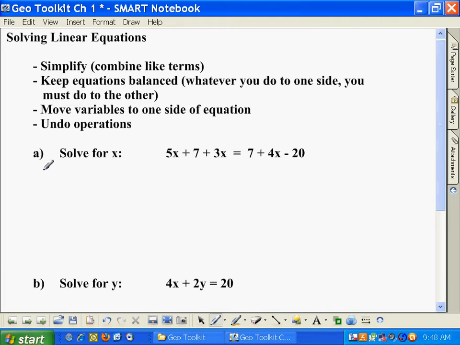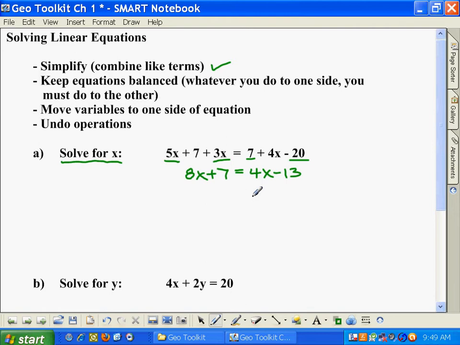So let's go ahead and take a look here at this first example, and it says solve for x. So we are going to try to get all the x's on one side and the numbers on the other. And the first thing you might notice as you look at this is that on the left side of the equation we have 5x and we also have a 3x. So what we're going to do is this first thing up here called simplify. So we're going to combine like terms. So what is 5x plus 3x? Well, it's 8x. So we can simplify the left side of the equation and it becomes 8x plus 7. Now on the right side you'll notice that we have a 7 and we also have a negative 20. So you can combine those two together. So what is 7 minus 20? Well, it's negative 13. So this becomes 4x minus 13.